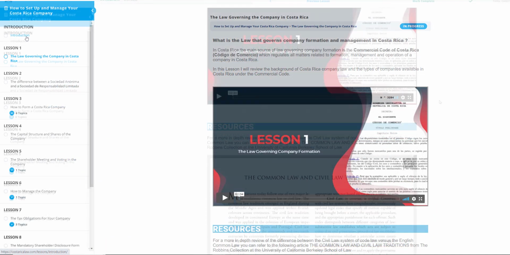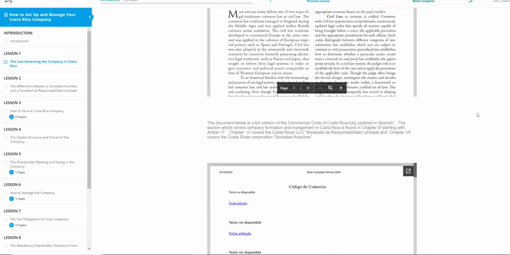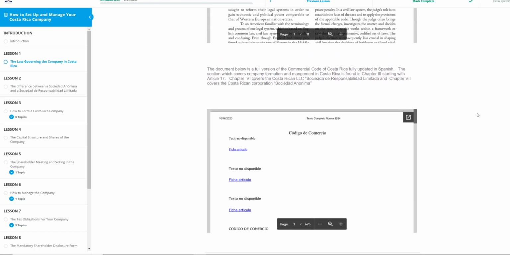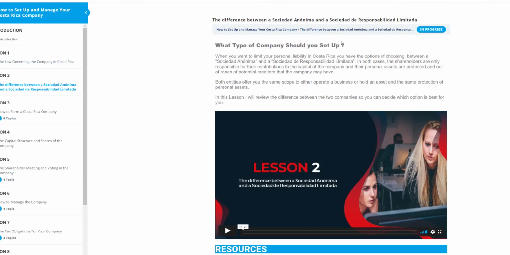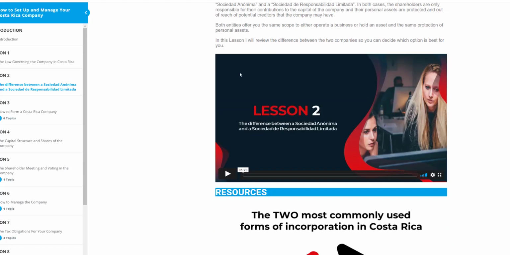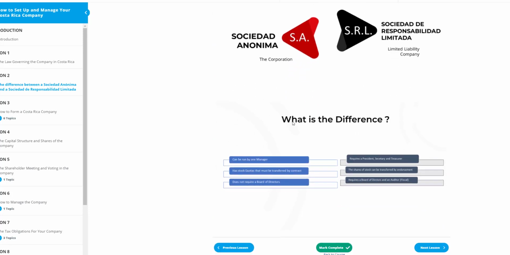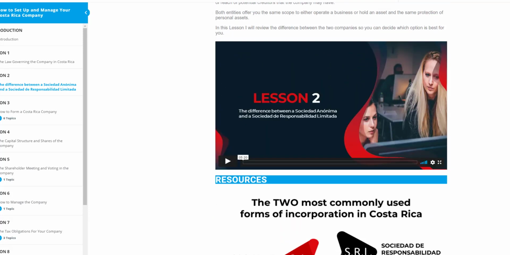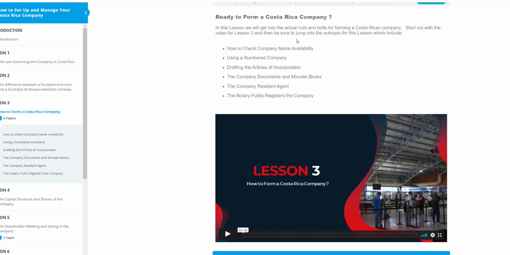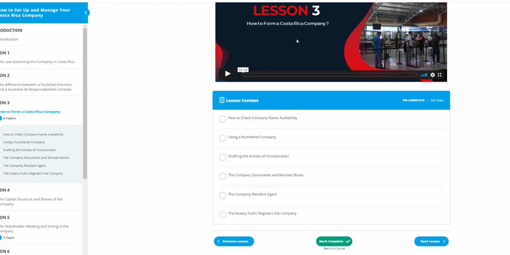In the first lesson, we're going to talk about the law that governs company formation and its management in Costa Rica. In lesson 2, we'll look at the differences between the two most commonly used forms of companies in Costa Rica, the Sociedad Anónima and the SRL LLC. In lesson 3, we get into how to do it. So how do you form a Costa Rica company?